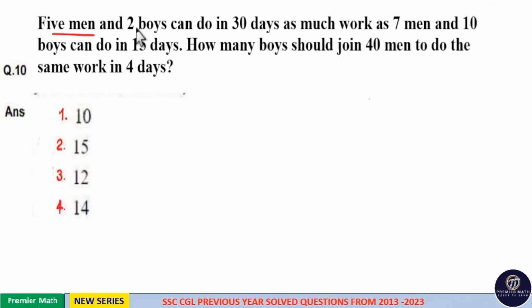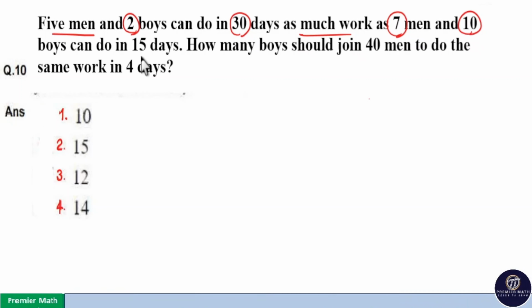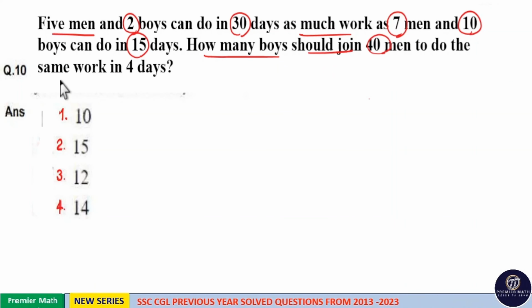5 men and 2 boys can do in 30 days as much work as 7 men and 10 boys can do in 15 days. How many boys should join 40 men to do the same work in 4 days?